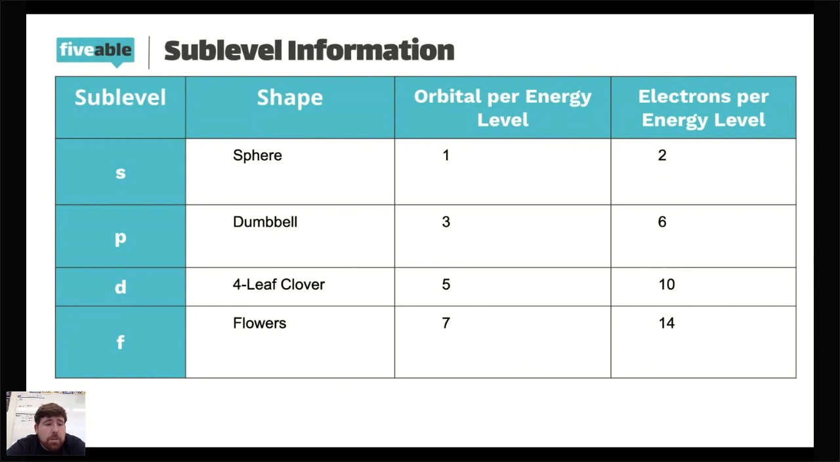P gets a little bit more complicated. It is dumbbell shaped, and this dumbbell shape can be oriented on one of the 3 axes, either the x-axis, so it's kind of like this infinity sign on the x.